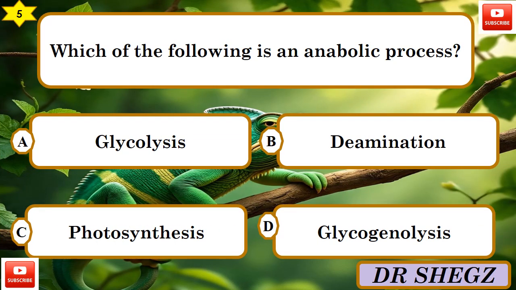Which of the following is an anabolic process? Glycolysis, deamination, photosynthesis, glycogenolysis. The answer is photosynthesis. Remember, anabolism is the build-up of larger molecules from smaller molecules. In photosynthesis, you are manufacturing food. Green plants are manufacturing food. But these other processes are catabolic processes because they involve the breakdown of larger molecules into simpler or smaller molecules.